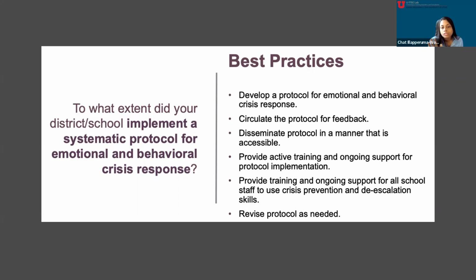So some best practices, I will also go through an example, but some best practices for this indicator are as follows. Very briefly, I'll go through some. You want to develop a protocol for emotional and behavioral crisis responses based on your entire team's input. When you do that, some things you want to think about are, what are some specific types of behaviors or crises that you frequently see in your school? Who in the team is responsible to respond for those different circumstances? And in the event of a crisis, how do you connect students to the appropriate services and supports?